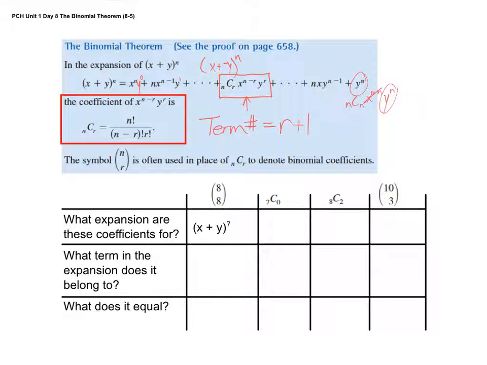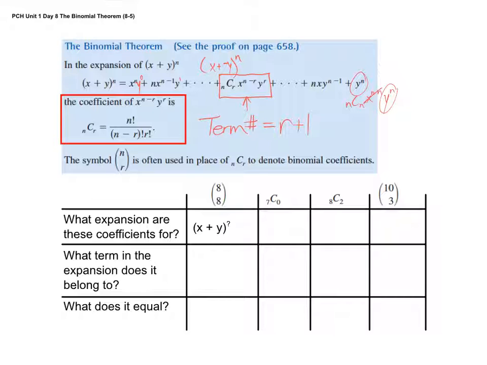Then we have the coefficient. We saw the 1, 5, 10, 10, 5, 1 on the example we started with. Those numbers all come from this combination. N is the power we're raising the expansion to. R, we just said, is the power of y.